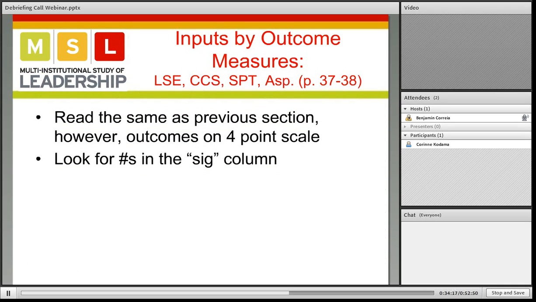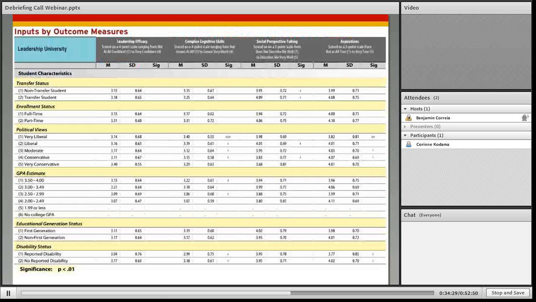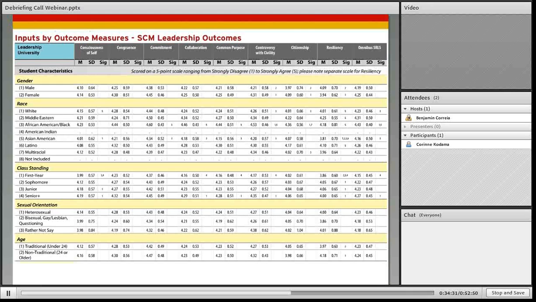Okay, now the next page. This is another example of this. It's just another example of where you can see differences.